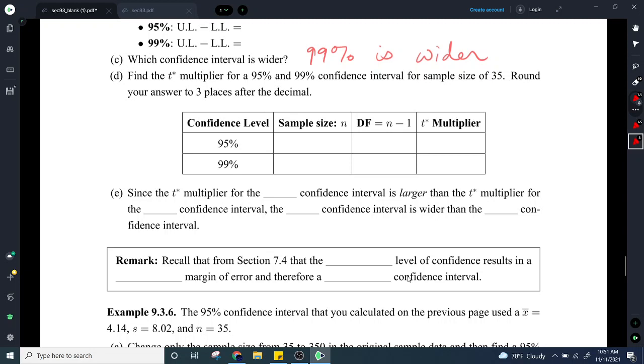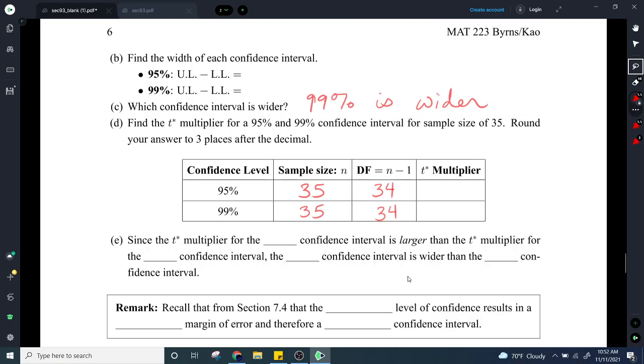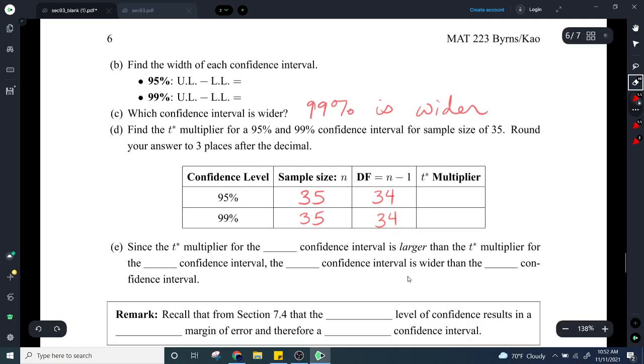Let's do this. All right, let's write down our sample size. In both cases, the sample size was 35, which means our degrees of freedom is going to be 34. Remember that the margin of error, when we write our confidence interval, don't forget, was t star times our standard error.